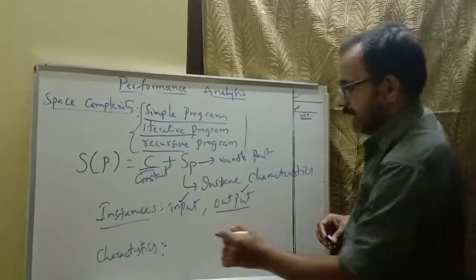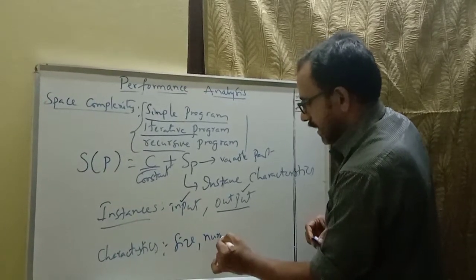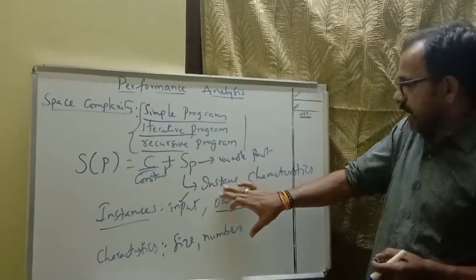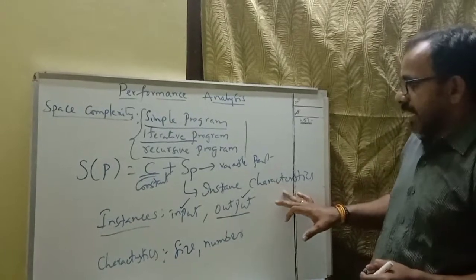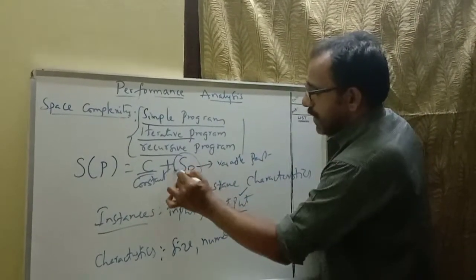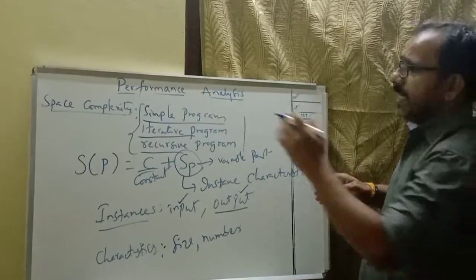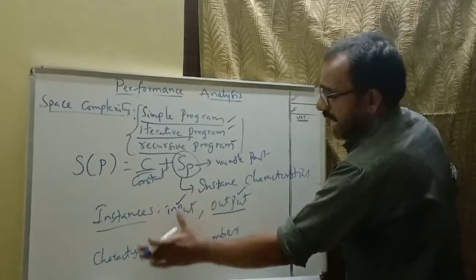Two characteristics are there. One is size, another one is number. I will relate these two to instances. Combinedly, we call them instance characteristics, because the total running space is depending on instance characteristics. I will show you one example here. After that, I will move to these three examples. Then what are the instance characteristics now?